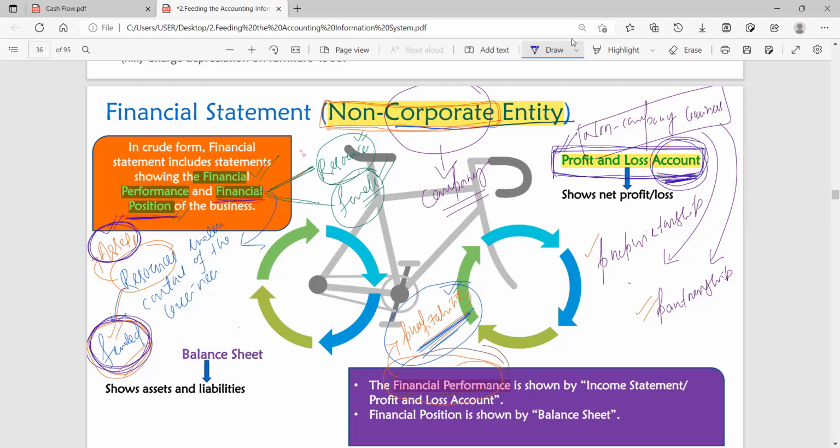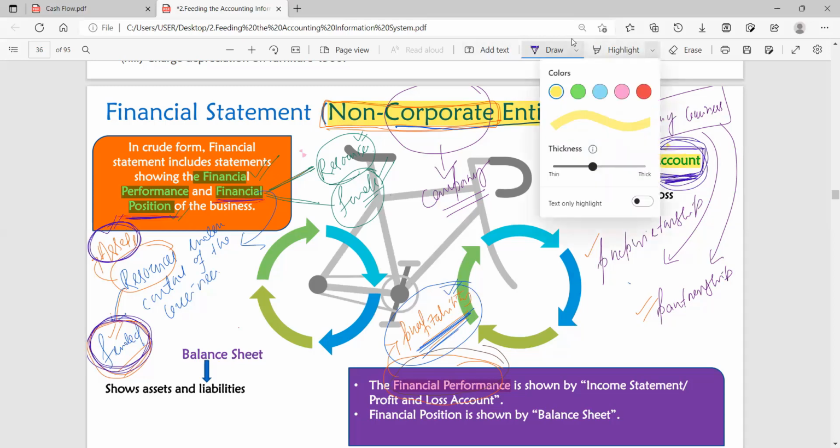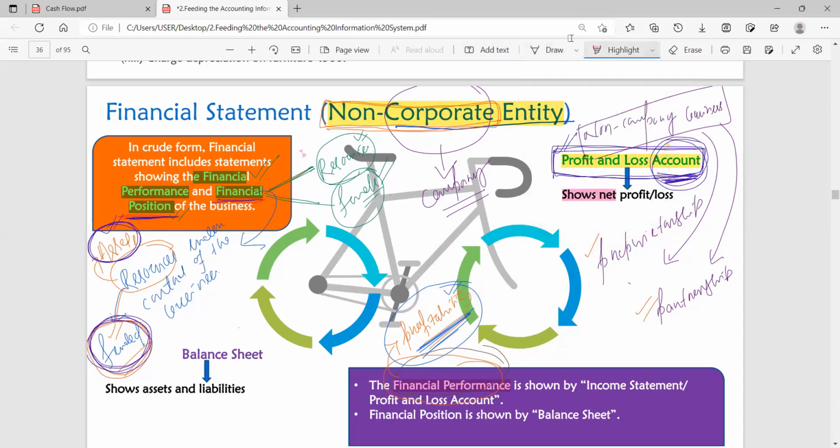And that is basically our financial performance report card. It shows net profit or net loss. That is the first part of the financial statement. And the second part of the financial statement is the position, which we saw, resources and the funds.